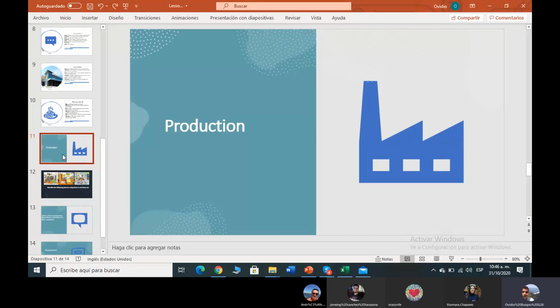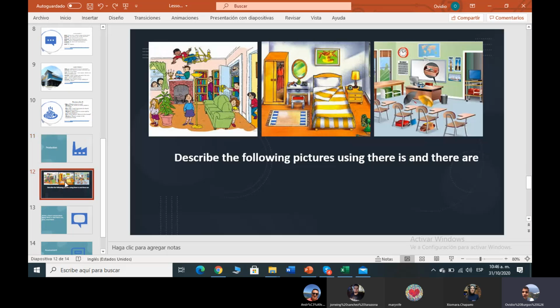As you can see, we already learned how to use correctly there is and there are. For that reason, in this activity, you have to describe the following pictures using there is and there are, okay? I'm going to give you some minutes in order to be ready. You need to say, for example, in picture number 3, there are four shirts. Yes, this is an example.